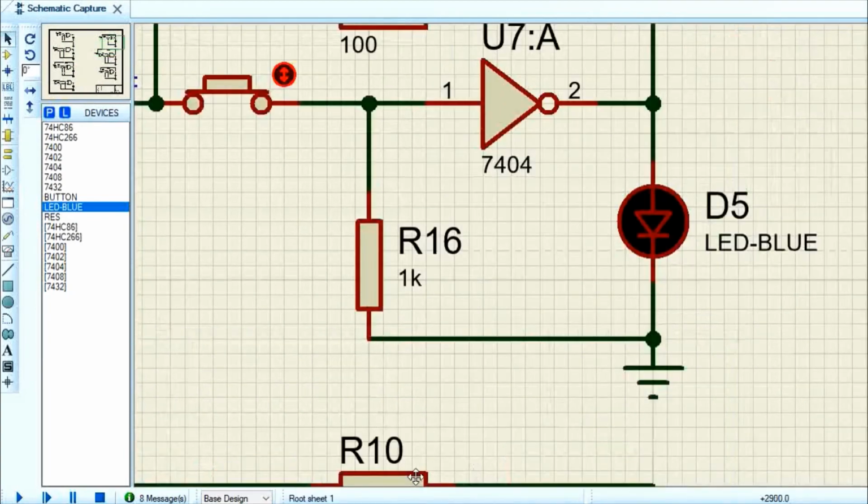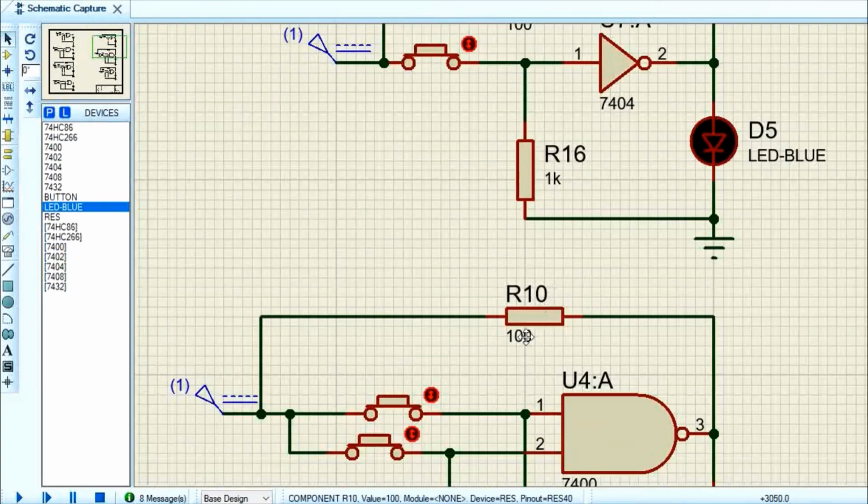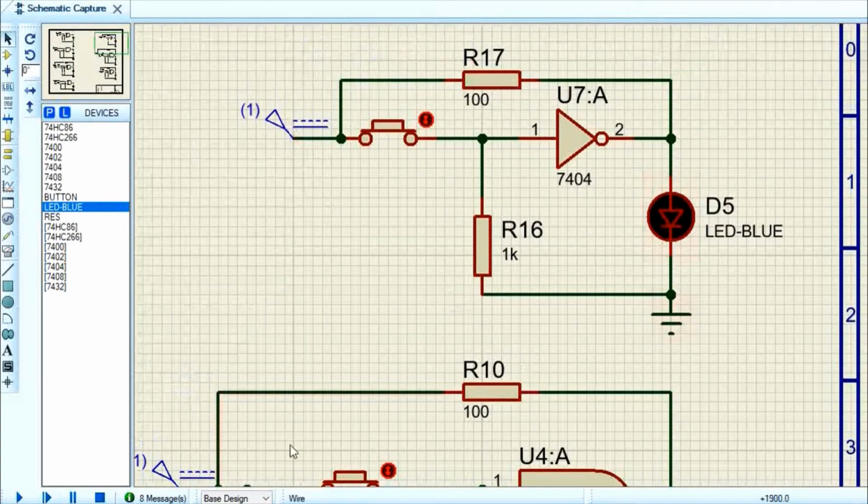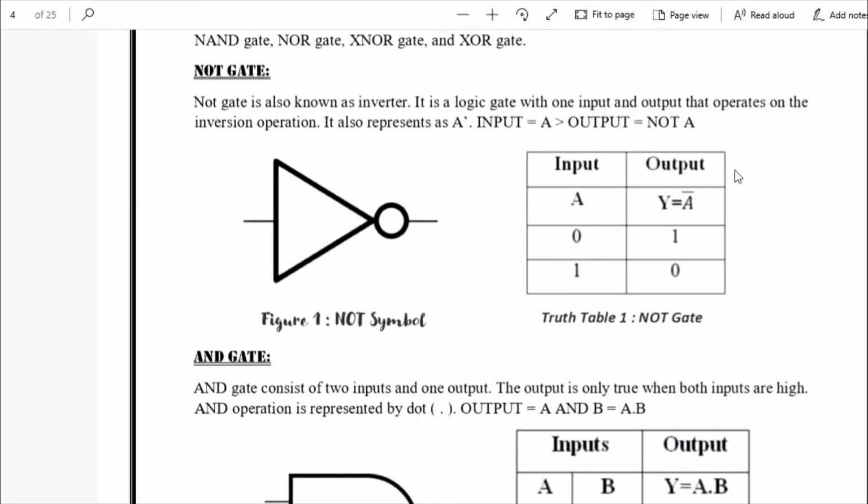Next circuit is of NOT gate. NOT gate is very simple. Here is a schematic circuit for NOT gate. Before showing you the simulation for NOT gate, I would like to show you the truth table for NOT gate. The truth table for NOT gate is here. It simply consists of one input and one output.